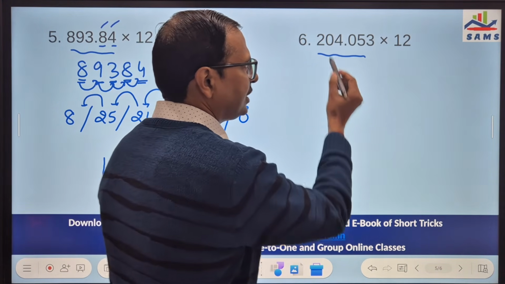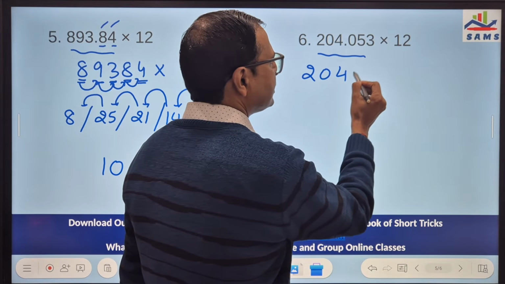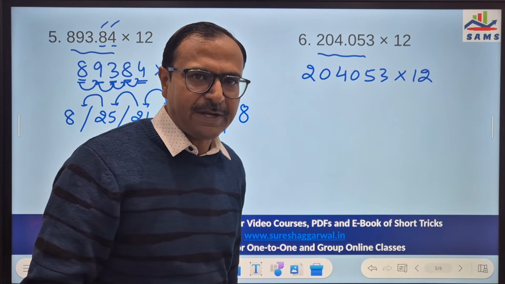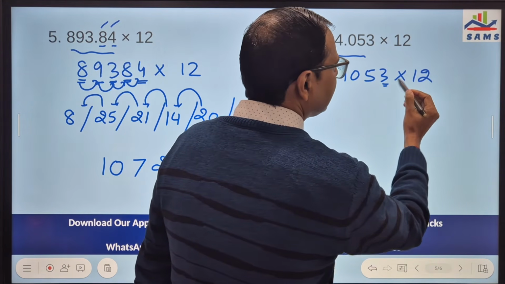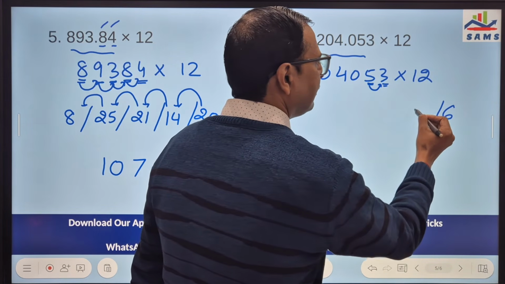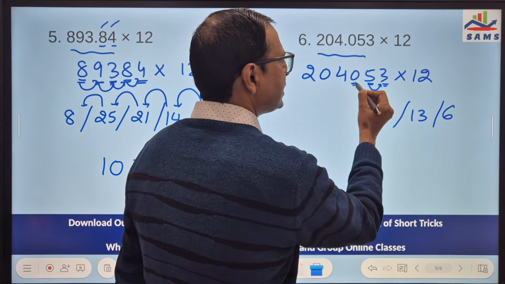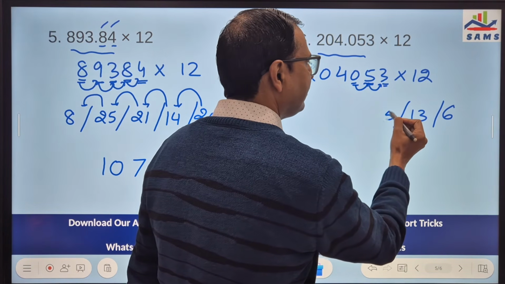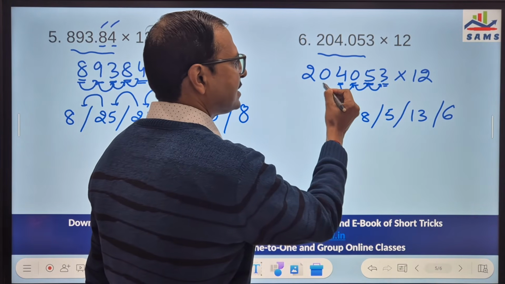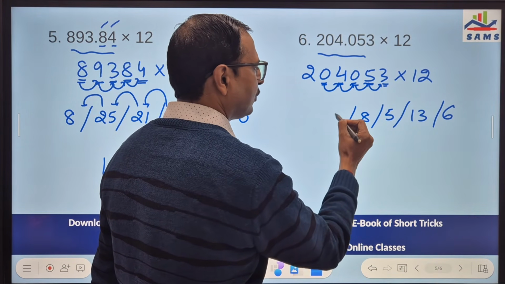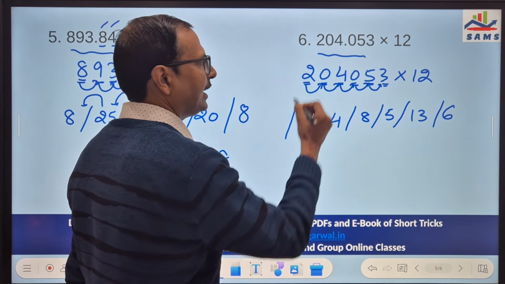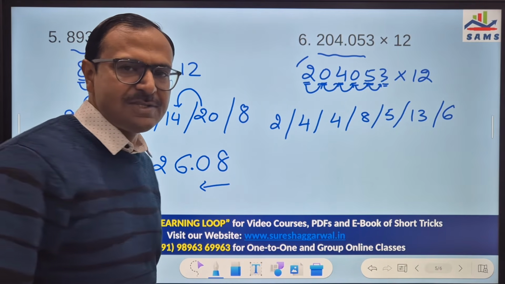Likewise, the last question here, 204,053 multiplied by 12. We'll take care of the decimal later. So start with the 3. 3 2s are, we have the 6. 5 2s are 10 plus 3, we have 13. 0 2s are 0, 0 plus 5, 5. And then 4 2s are 8, 8 plus 0, 8. Then 0 2s are 0, 0 plus 4, 4. 2 2s are 4, 4 plus 0, 4 again, and then we have the 2 without any change.